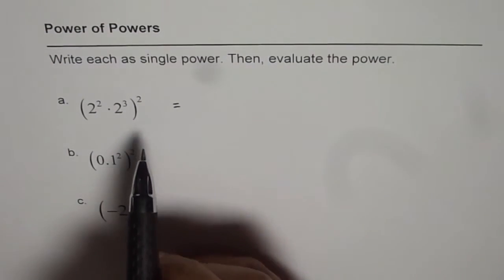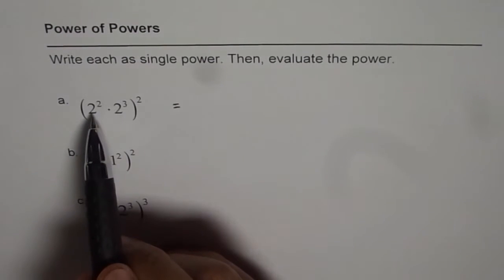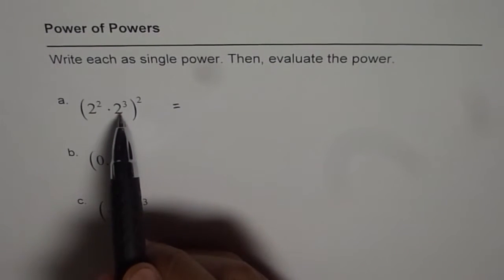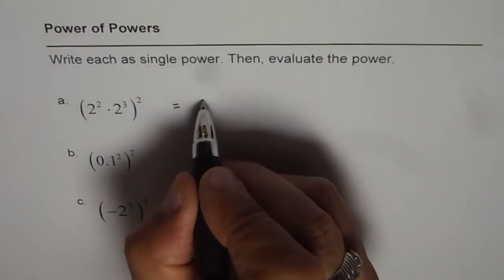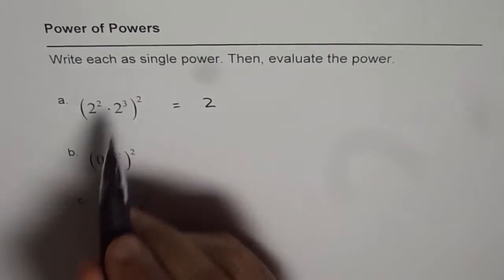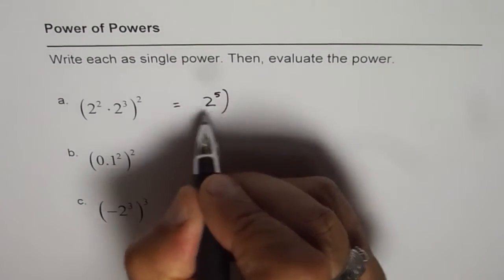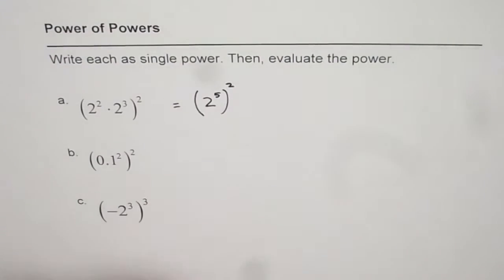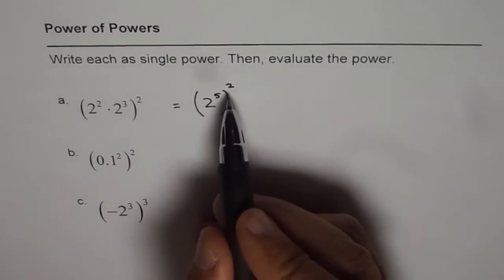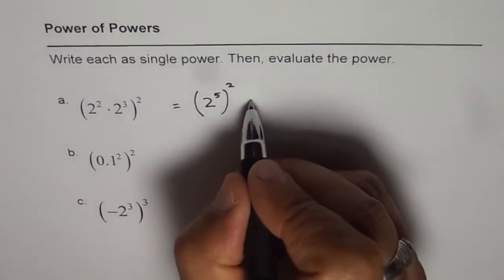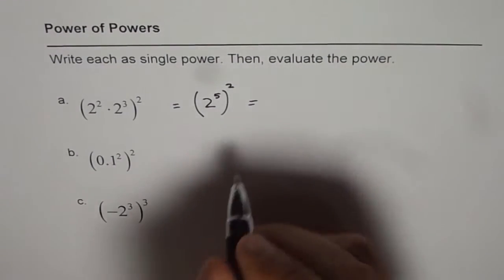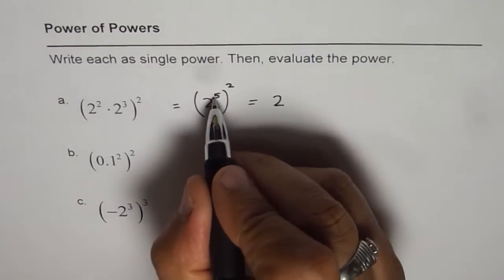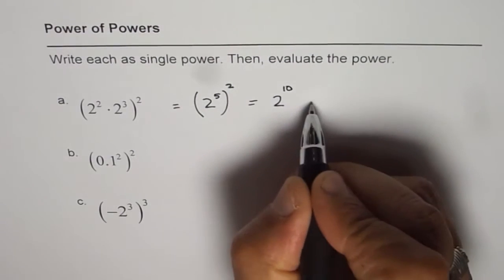When we apply the laws, whenever we are multiplying with the same base, exponents get added up. So we get 2 to the power of 2 plus 3, which is 5. And everything is squared here. Now we'll apply the power of power. In that case, it gets multiplied. So it becomes 2 to the power of 2 times 5, which is 10.